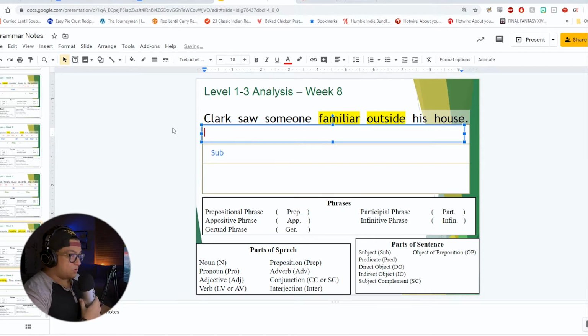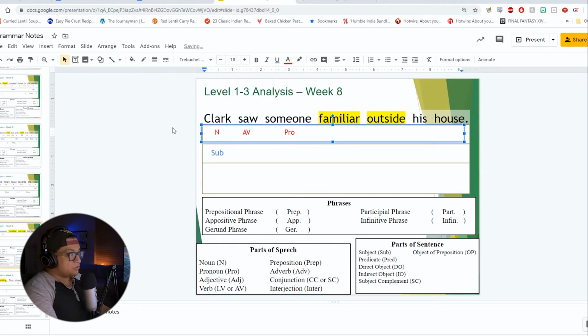Let's talk about level 1. Parts of speech. Clark, that is a noun. He's a person. Saw, that is an action verb. Someone, that's a little tricky. That is actually a pronoun because it's referring to someone else. Us, them, he, she, it. Those are all pronouns. Those are words that refer to other words. That's what a pronoun does.